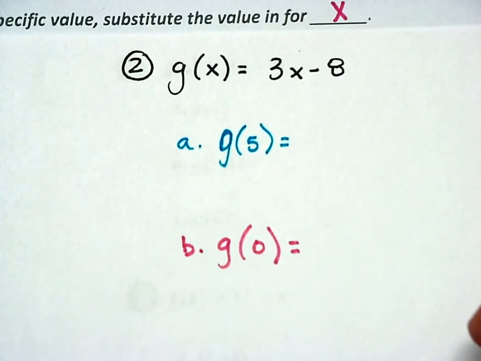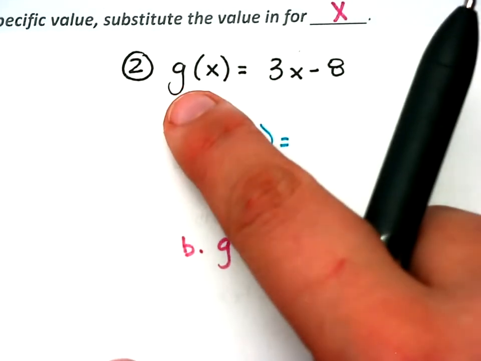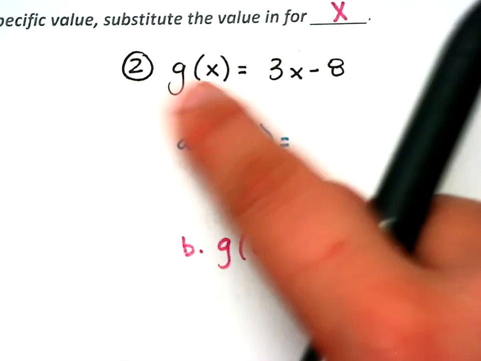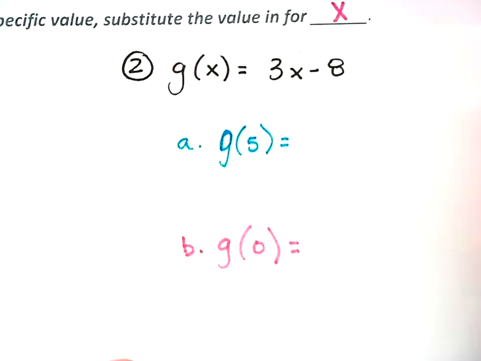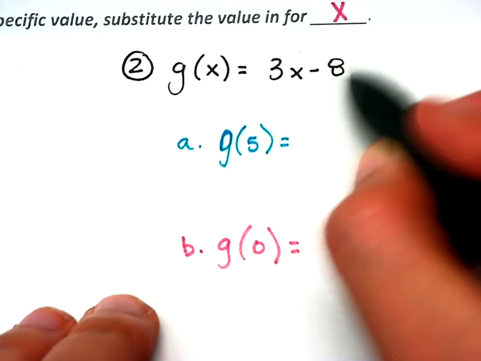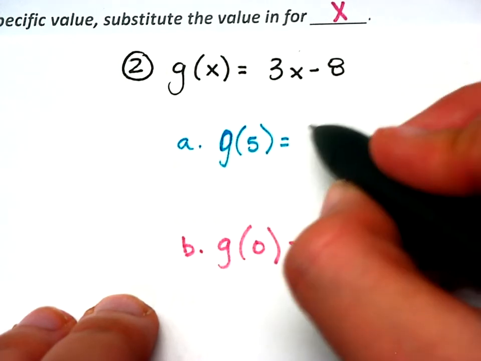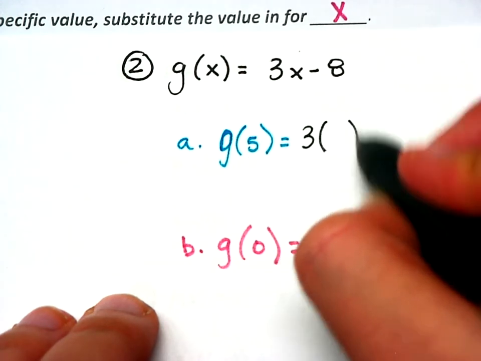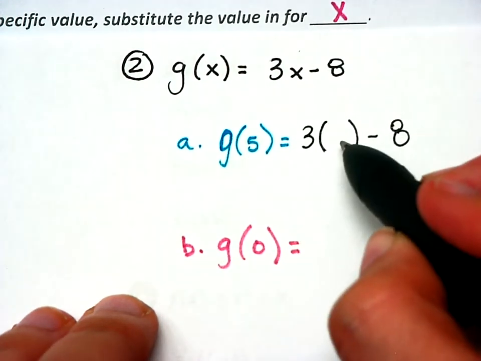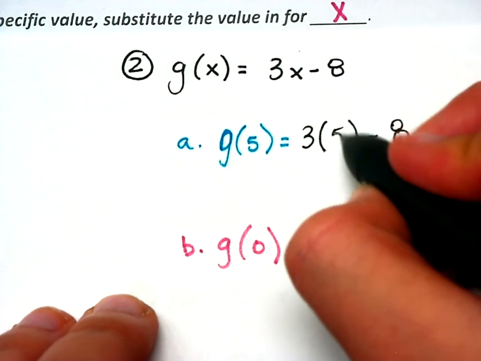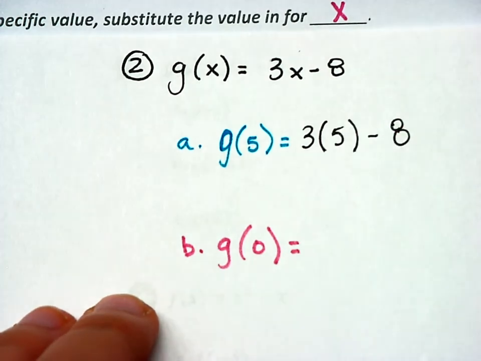Okay, let's try it again with a new function. This time we have g of x. That's still function notation. This still just means y. I just changed the letter there, and I want to show you guys that it means the same thing. So we're evaluating this function when x is 5. So I'm rewriting everything, but where the x was, I'm going to put 5. Don't forget your order of operations.